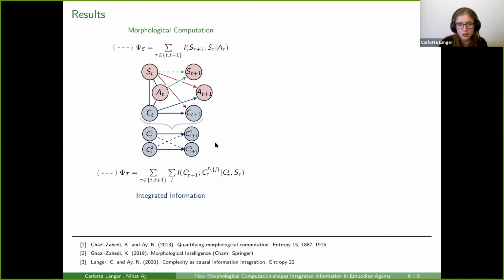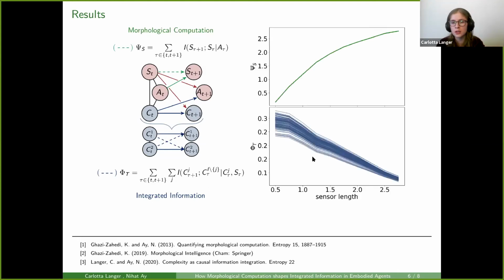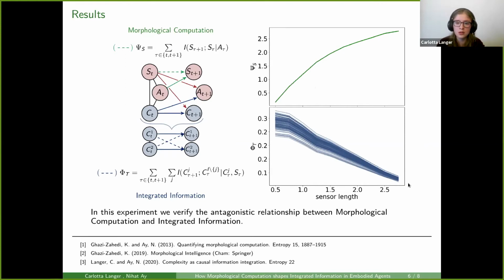So the measure for morphological computation was defined in the first two references here, and there the author also compared this measure with other morphological computation measures and comes to the conclusion that this formulation has advantages over the alternatives. And the second one, the integrated information measure, is our measure here defined in complexity as causal information integration. So as a result, when increasing the sensor length, we see that morphological computation increases monotonically and integrated information decreases monotonically. Thereby, we verify our hypothesis that there exists an antagonistic relationship between morphological computation and integrated information.